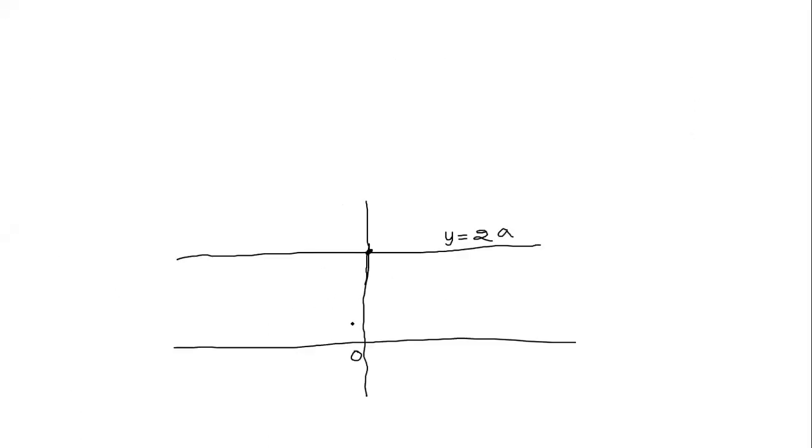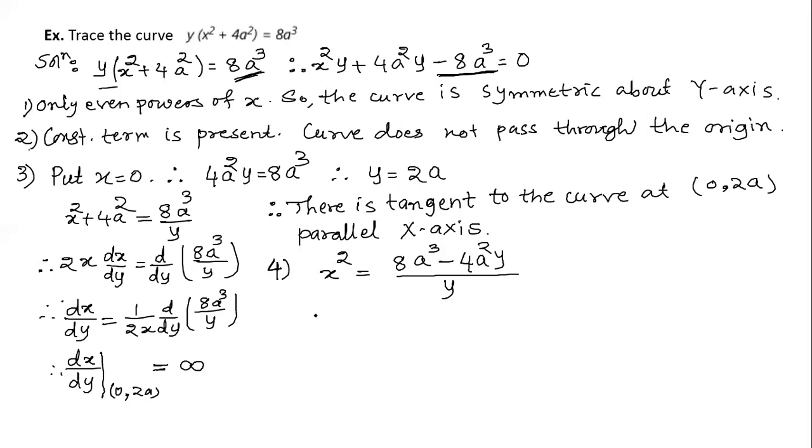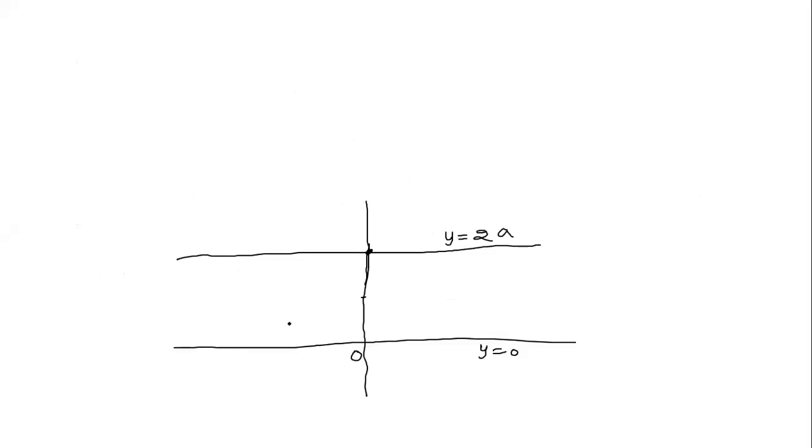Now, does the curve exist in the region y equal to 0 and y equal to 2a? For that, let us put y equal to a. Here, x square will be 8a cube minus 4a cube upon a, so it will be a positive quantity. X square will be positive, means there are two values of x, one positive, another negative. So for any value of y greater than 0 and less than 2a, x has positive as well as negative values. So the curve exists in the region between y equal to 0 and y equal to 2a.